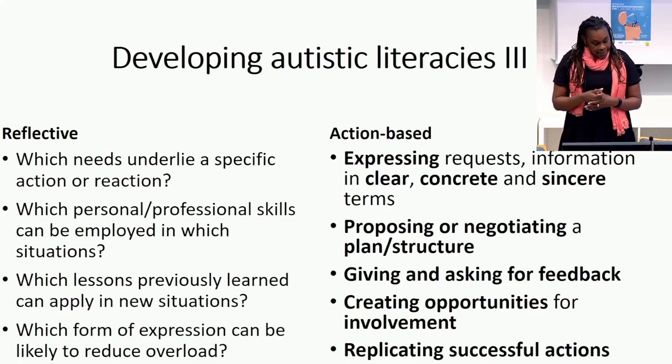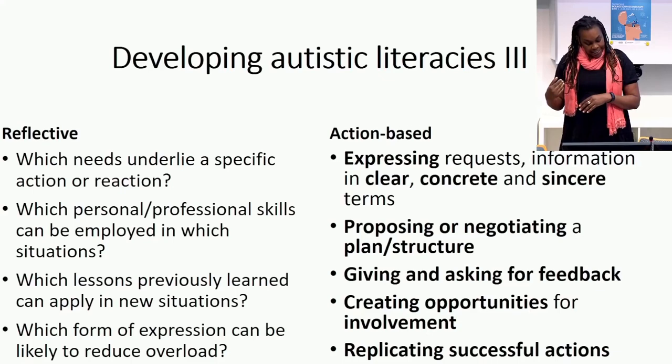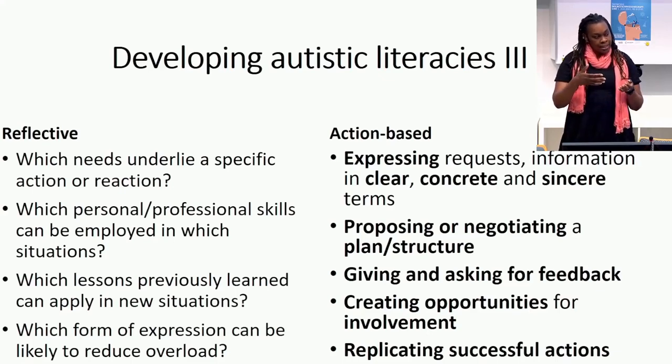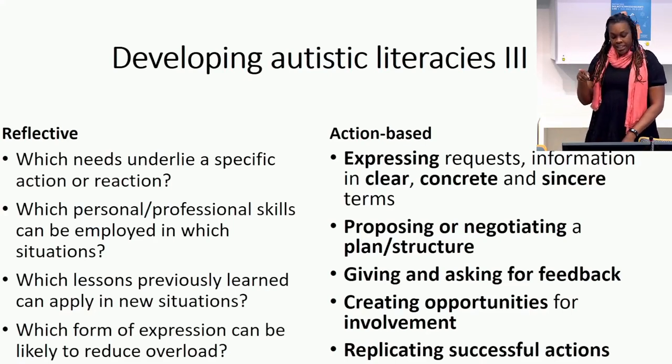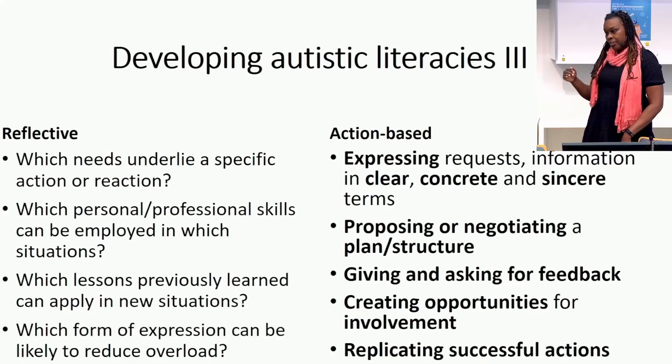Another question that I think would be worth formulating is which lessons previously learned can apply in new situations? If you do something right and it's nice, then you do it twice. And the final question that I've formulated for us to think about in our encounters with autistic people would be, which form of expression can be likely to reduce overload? And this leads directly into the action-based level of the model.